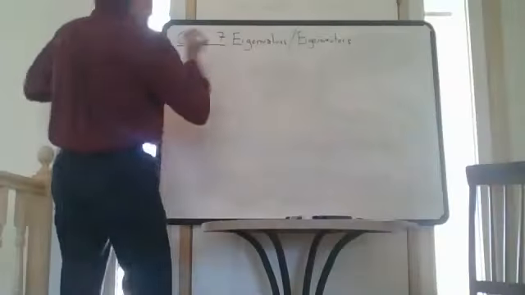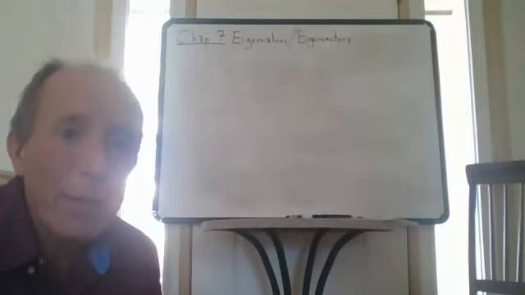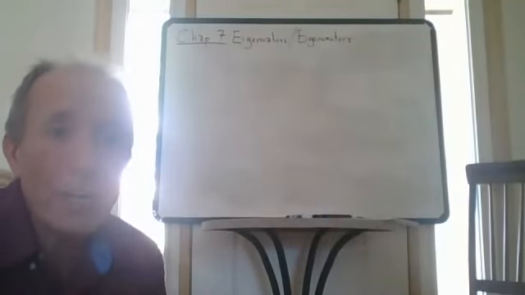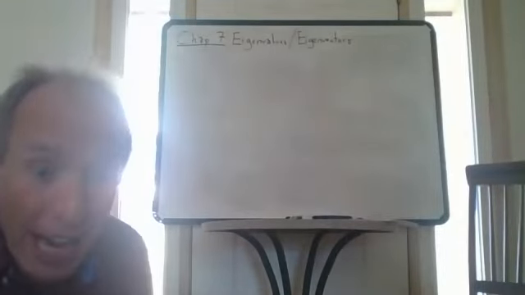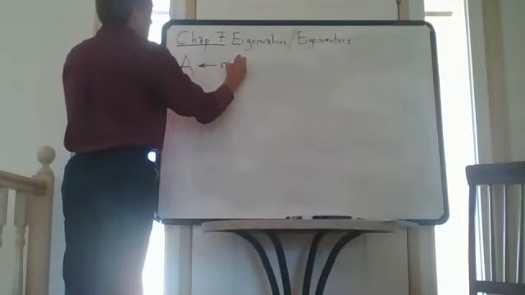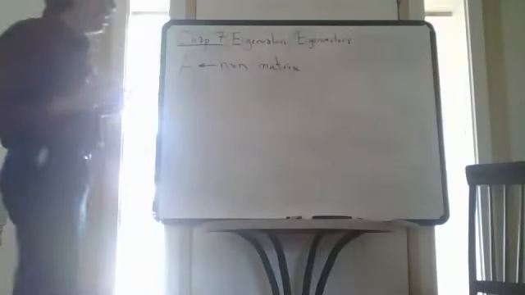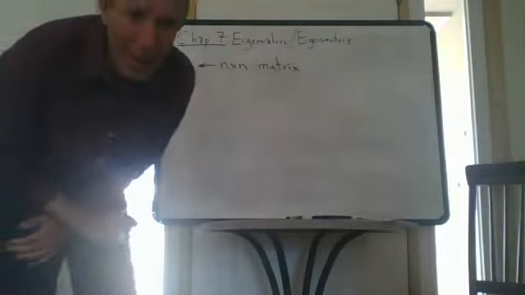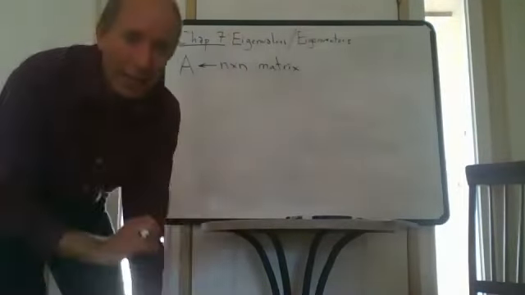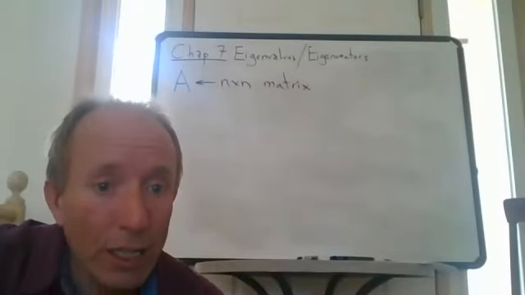Okay, so eigenvalues and eigenvectors. This is the topic for chapter 7. Throughout this chapter, all of our matrices are going to be square. So capital A is going to be an n by n matrix. So we'll always have a square matrix when we're talking about eigenvalues and eigenvectors. And let me pull this a little closer for you. Okay, that might be easier to see. So we're going to look at square matrices.